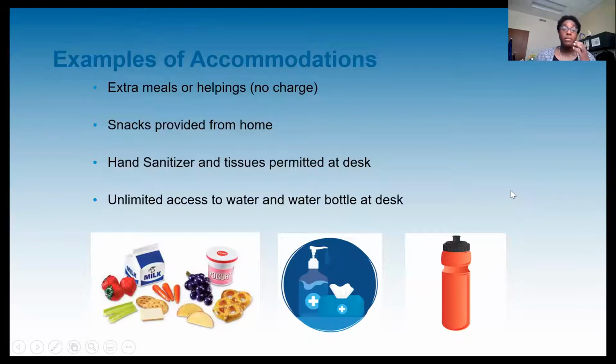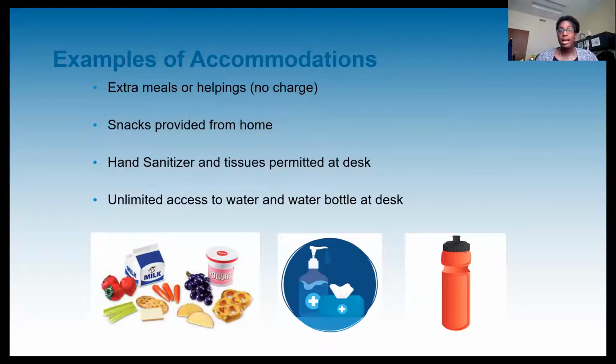So just a couple of examples of accommodations. I like to tell parents that I can give you several examples, but really you're going to go on what is best for the child and what is needed for the child when it comes down to it. So some examples are, say a child is receiving meals at school, they might be receiving extra meals or helpings at no charge so that they're able to maintain their nutrition, or having snacks that they bring to school and they're able to then have those at any point in time throughout the day.